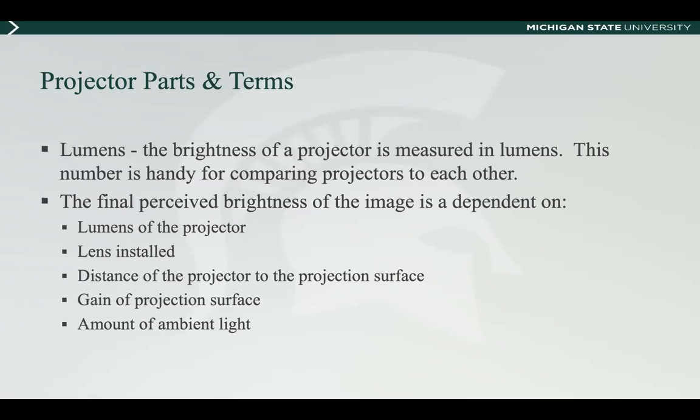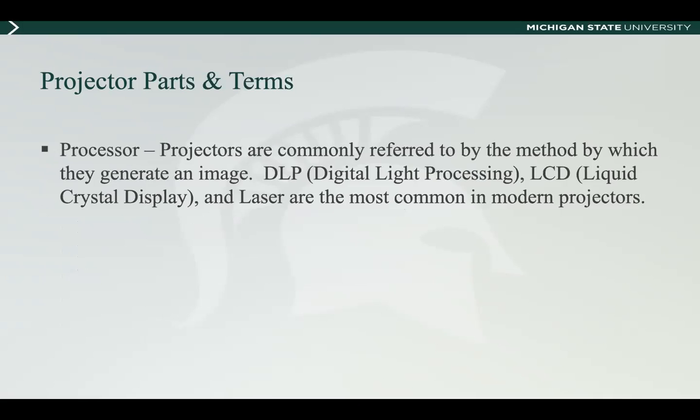And the final perceived brightness is not only determined by the lumens, but it's also determined by a lot of other things, like the lens that it has installed, the distance of the projector, the gain of the projection surface, which I'll get into in a minute, and the amount of ambient light. So that just refers to how much light is in the room. Because if you're in a completely black room projecting something, it'll be a lot brighter than if you're in a room in the middle of the day with a bunch of windows open. So keeping these all in mind helps you finalize the perceived brightness of an image. The processor also depends on how your image will look.